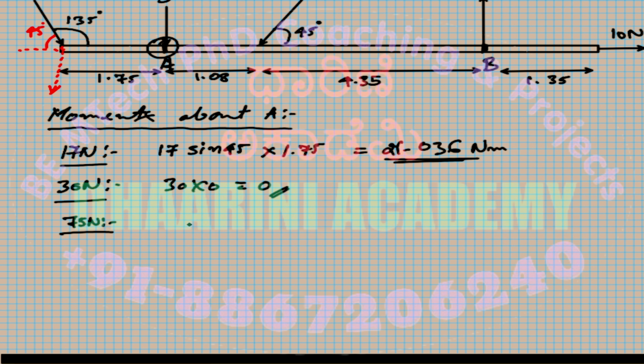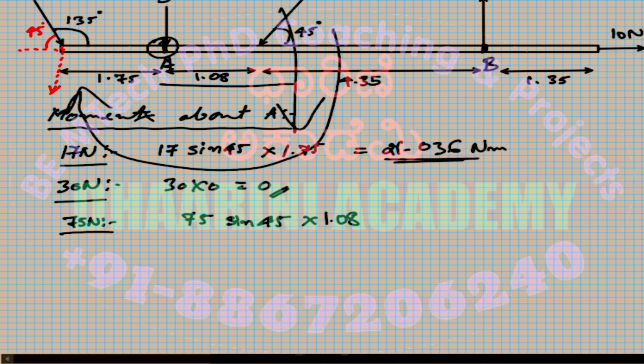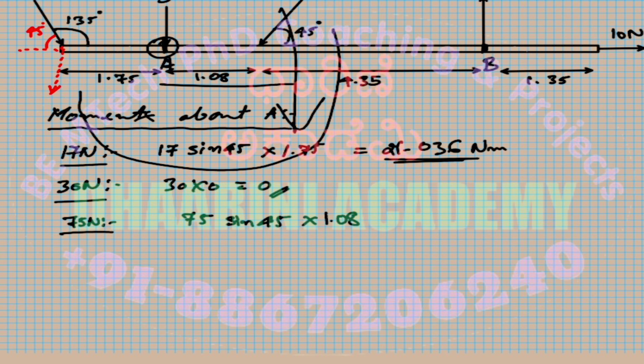So the vertical component is 75. The angle is given with respect to the x-axis, so 75 sine 45. This is the force, into the distance. The distance is 1.08 meters. And I have to consider the sign as well. Since it is moving up to down, the force is going to push this downward. So it is actually clockwise. According to our convention, clockwise becomes negative.